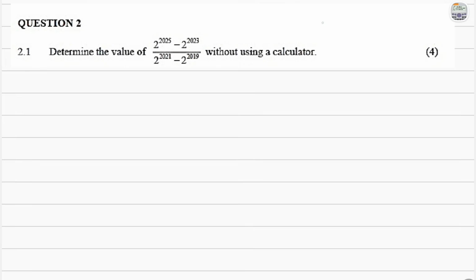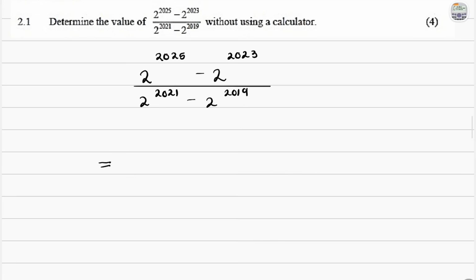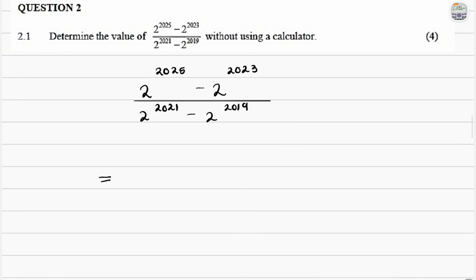Let's find out what's common. So the common factor would actually be 2 raised to the power of the exponent that has the lowest value, because then it would be common in every single thing. It would be able to fit into every exponent, really. So we can say that's 2 to the power of 2019. And if we took that out as a common factor in the numerator, what is left here? So that would be 2 to the power of how many more do you add to get to 2025? That would be plus 6. So 2 to the power of 6.